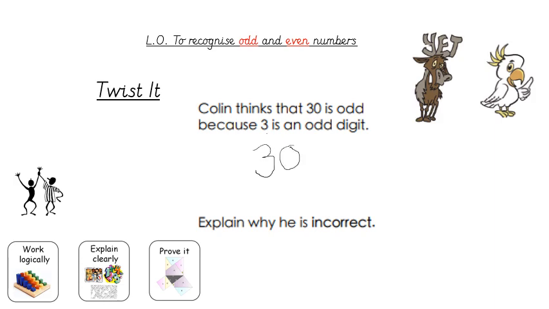And here is the tens, and here is the ones. So what Colin is saying is because 30 has got a 3, which is odd, he thinks that 30 is odd. But we know that when you're doing odd and even, do you look at the tens? No. Which number do you look at? Ooh, I'm not going to tell you the answer. I'm going to see if you can remember it.